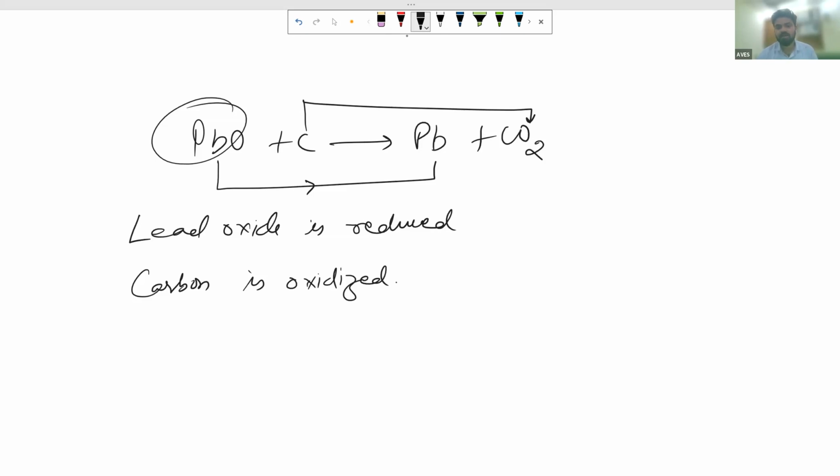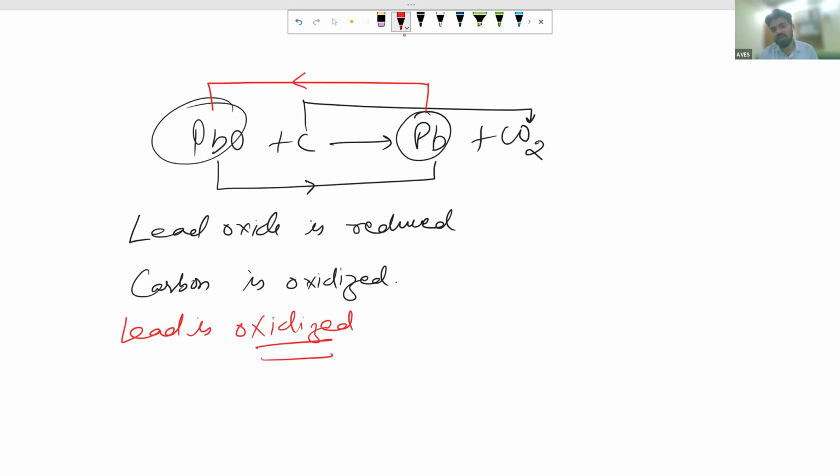Sometimes it will ask you about the lead. Is lead oxidized or reduced? It is not lead, it is lead oxide. So when it asks you about lead, lead is here, and you have to check it this way. Lead is oxidized, because lead is here. This is lead oxide, not lead.